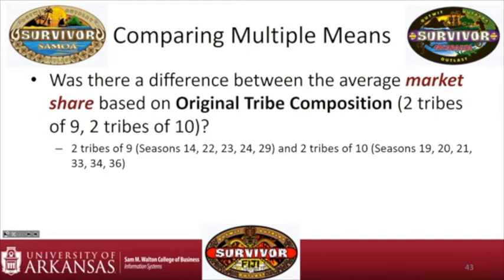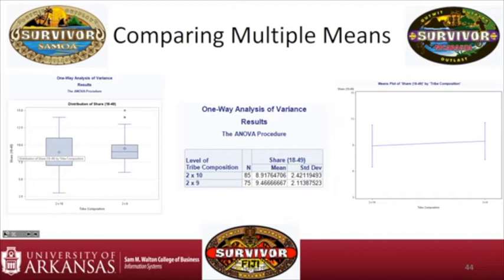So our next question was: is there a difference between the average market share based on the original tribe composition? They've been going for 37 seasons. They've had to mix it up a lot of different ways. And the ones I looked at, you can either have 2 tribes of 9 or 2 tribes of 10. They did a lot of other compositions, but these worked best to make our analysis work. So we have 2 tribes of 9, and we've got 5 seasons for that. 2 tribes of 10, we've got 6 seasons for that.